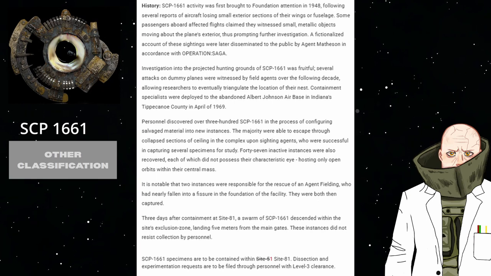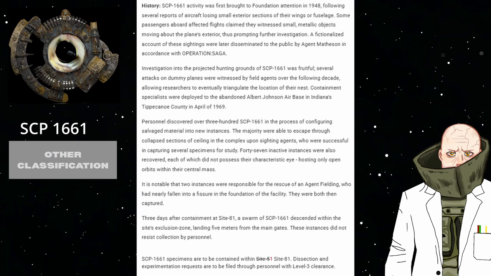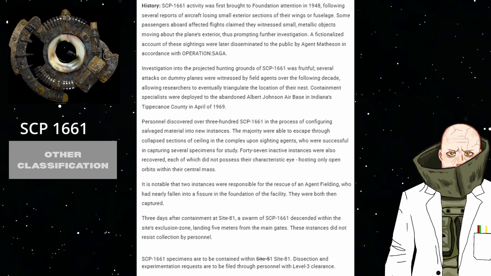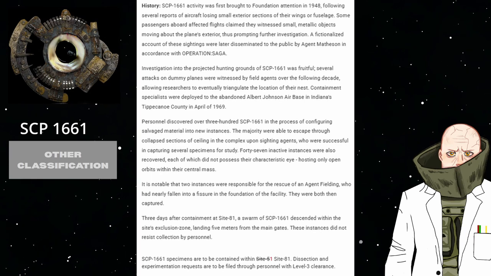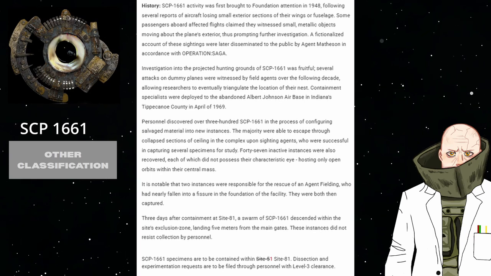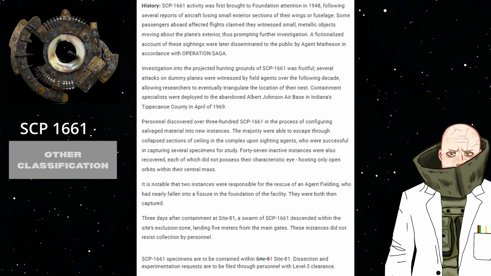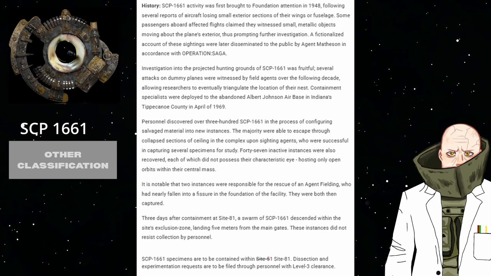3 days after containment at Site 81, a swarm of 1661 descended within the site's exclusion zone, landing 5 meters from the main gates. These instances did not resist collection by personnel. 1661 specimens are to be contained within Site 51, crossed out, Site 81. Dissection and experimentation requests are to be filed through personnel with Level 3 clearance.